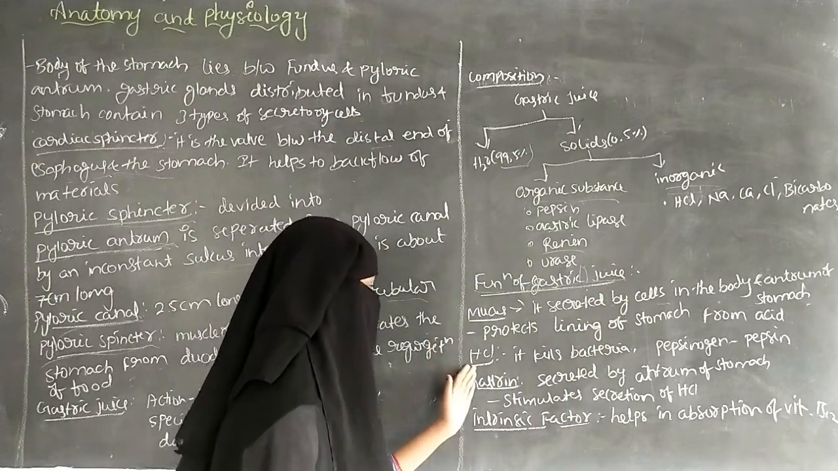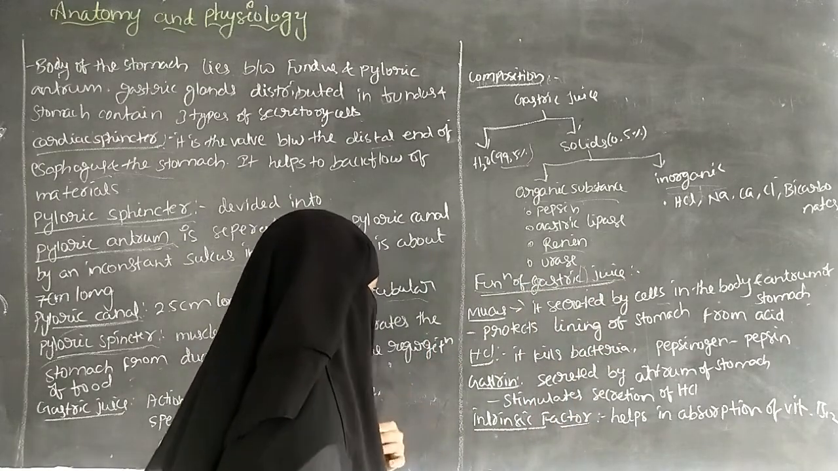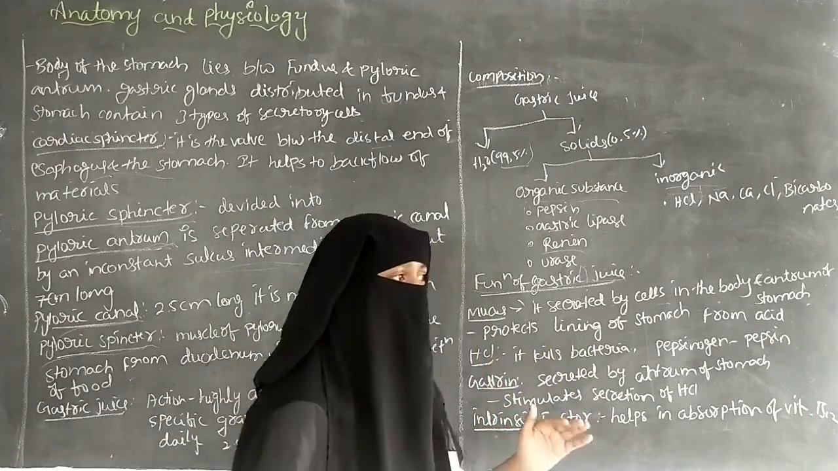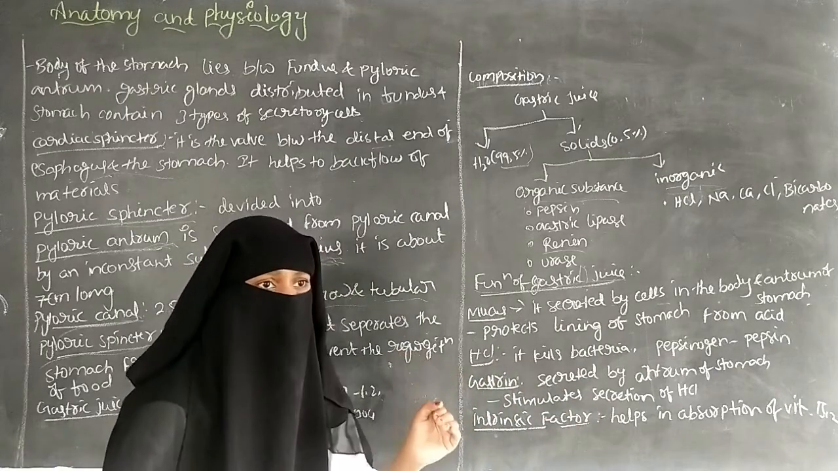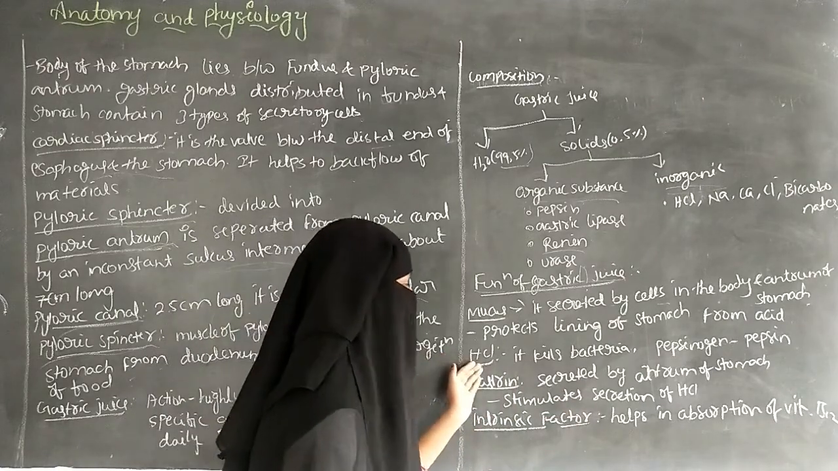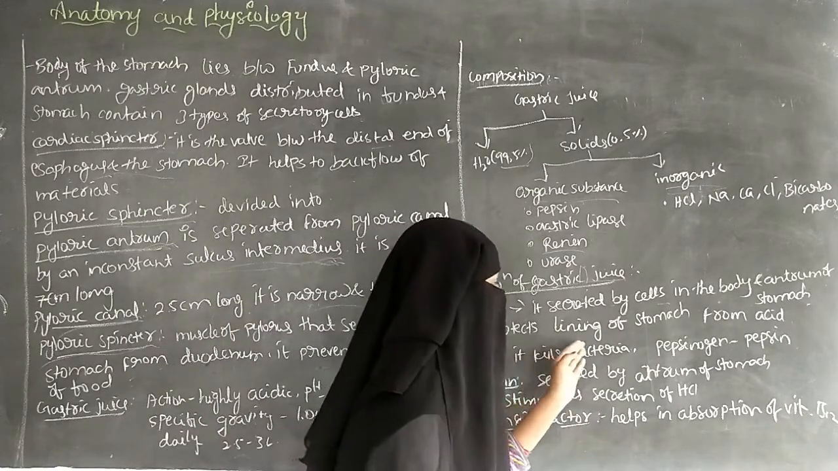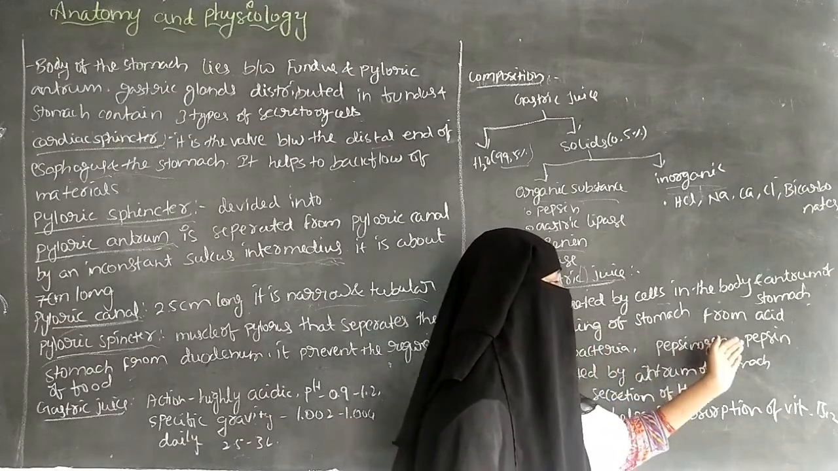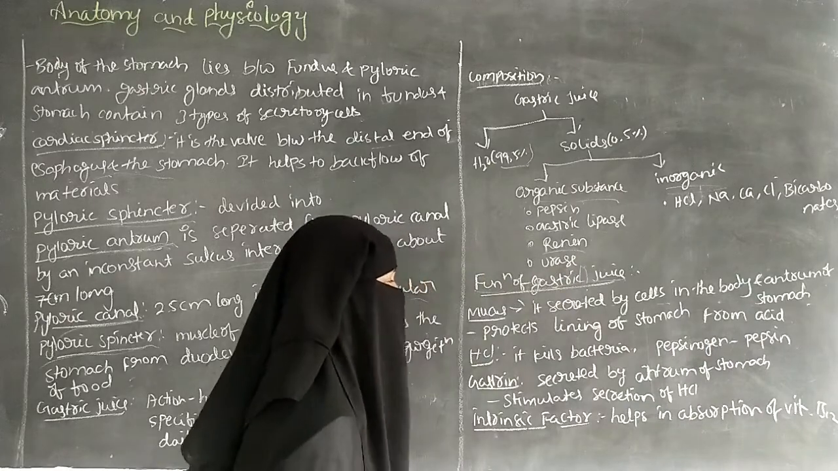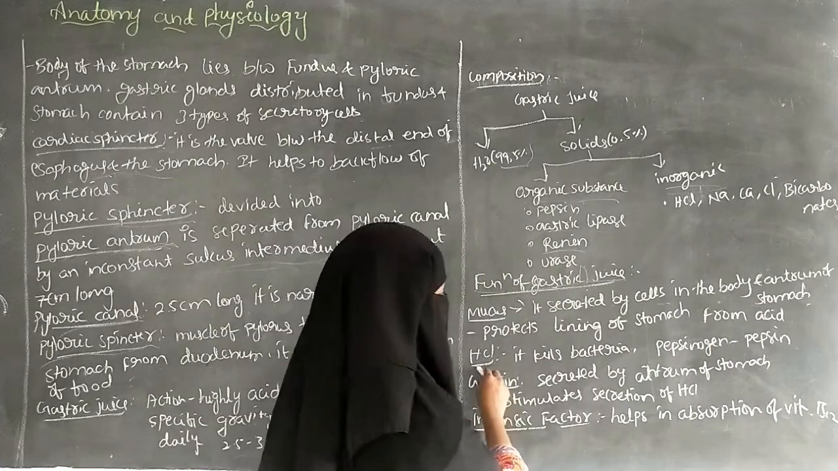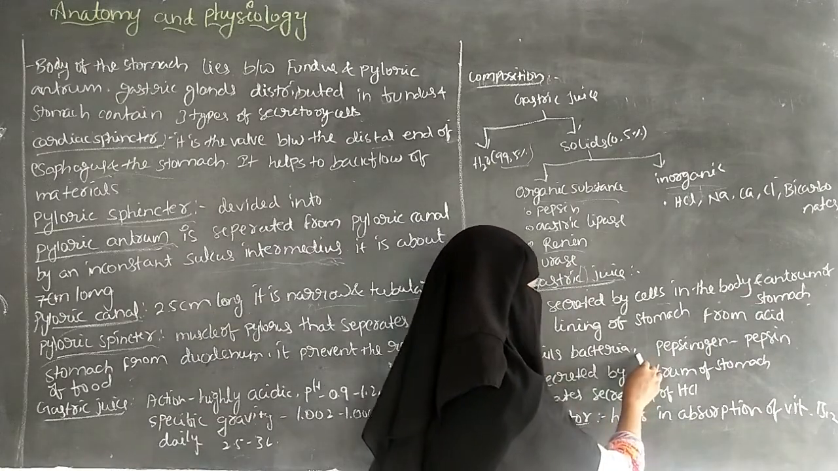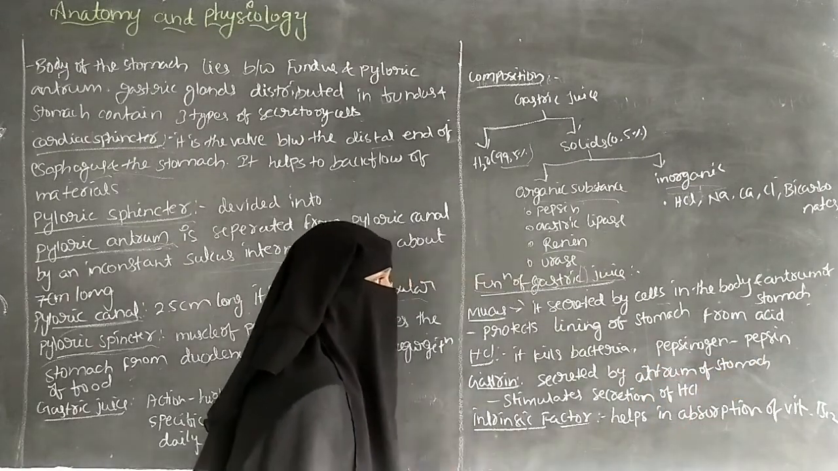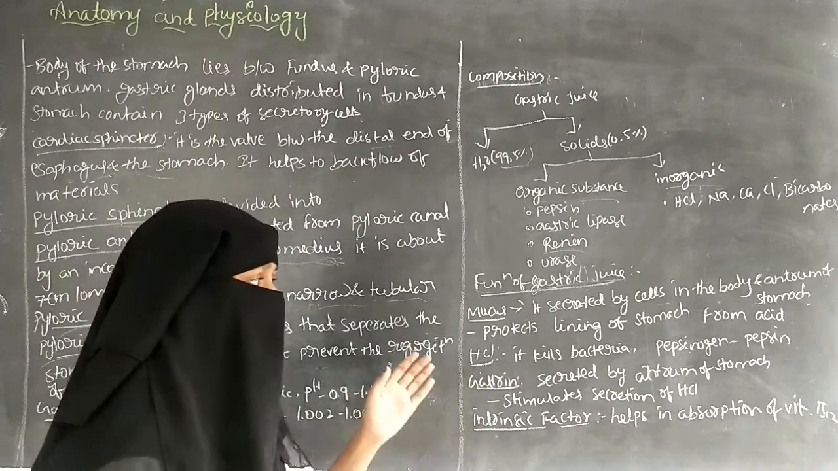The next one is hydrochloric acid. This HCl helps to kill bacteria because of its acidity, and it also helps in the transformation of pepsinogen into pepsin.